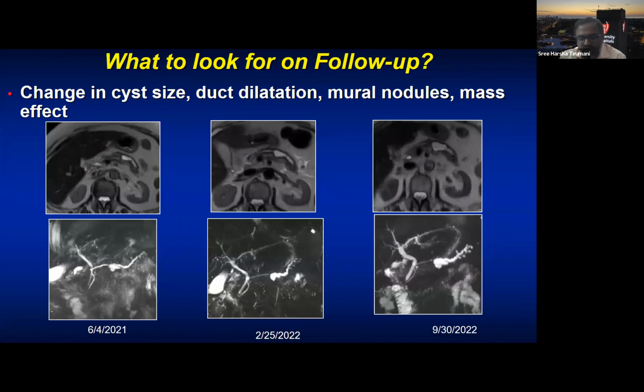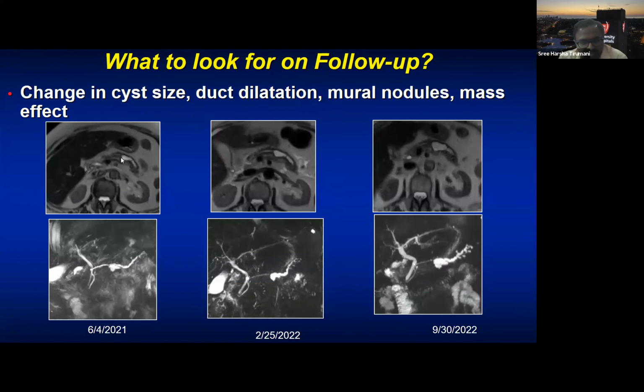Now, what do we look for when the surveillance scans? Things like change in cyst size, duct dilatation, presence of new mural nodules, or presence of new mass effect. A couple of examples. So this is a patient who had scans at first 6 months and then 1 year, almost all 8 months interval.